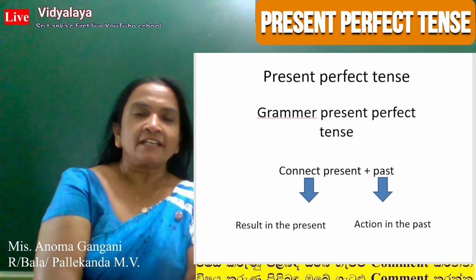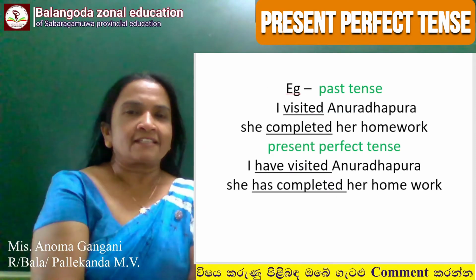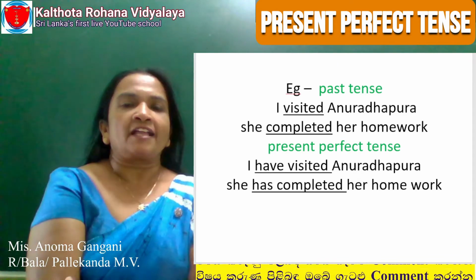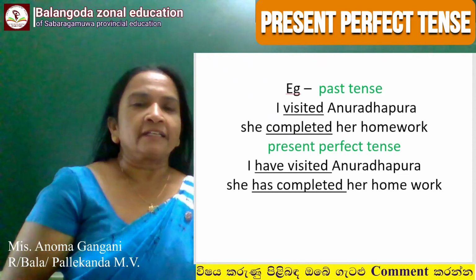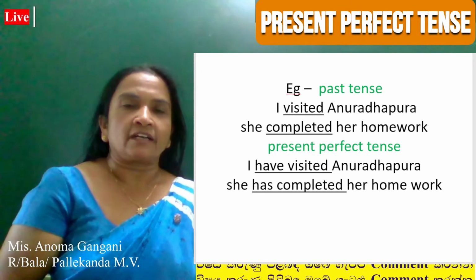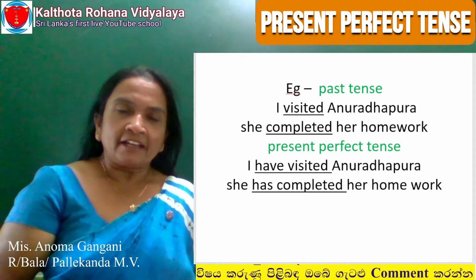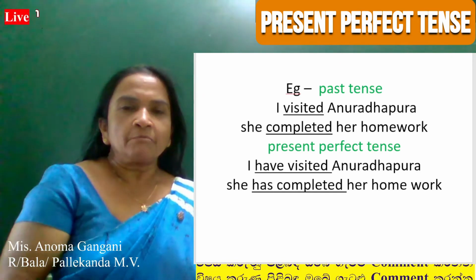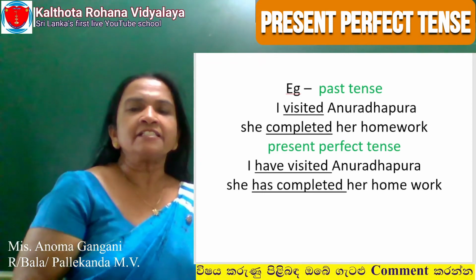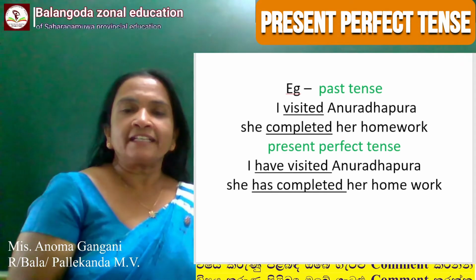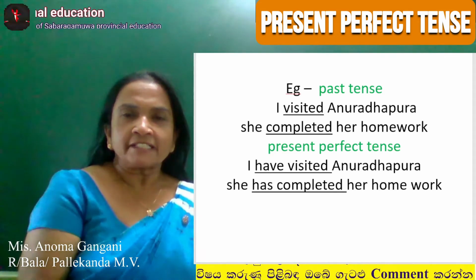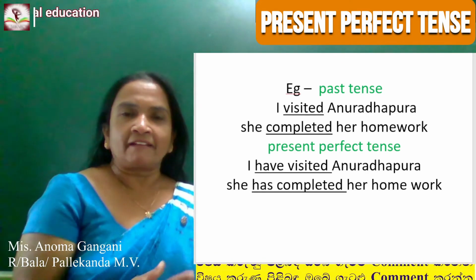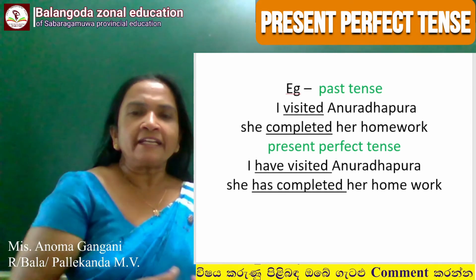We will see how we use it. Here, a past tense sentence: I visited Anuradhapura. She completed her homework. That means past tense, so we don't talk about that at this moment. It's finished. But here, present perfect tense: I have visited Anuradhapura. She has completed her homework. That means I visited Anuradhapura. (මම අනුරාධපුරේ නරඹලා තියෙනවා.) It's over now. Then she completed the homework.